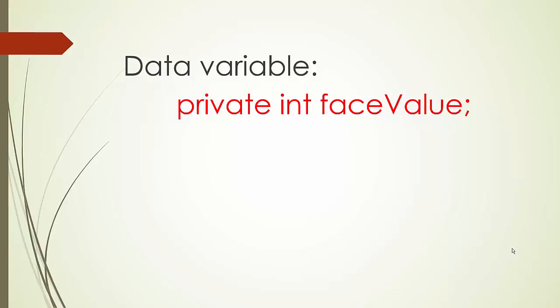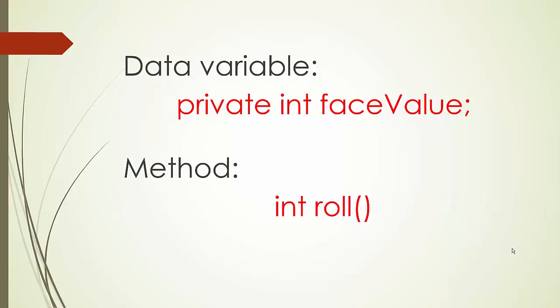In Java, the behaviors are modeled using methods. In our die example, we can define a method roll. The method returns the new face value of the die after rolling it. The method should also update the face value of the die. A possible implementation is as shown.